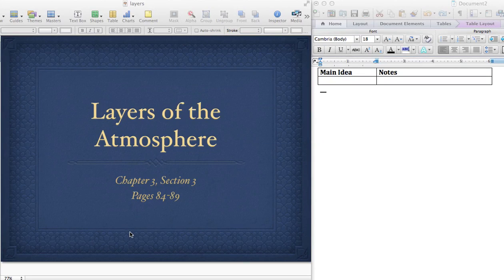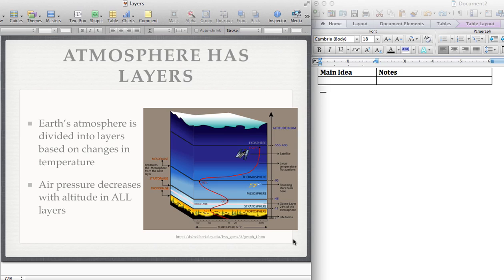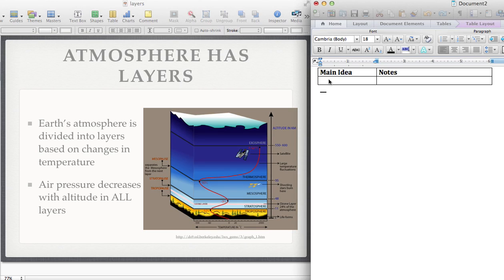Layers of the Earth's atmosphere. So we'll go over how the layers are divided. We'll talk about each layer quickly, and then we will do some more with this in class tomorrow. So first off, the atmosphere is divided into layers, and the basis for that division is changes in temperature.